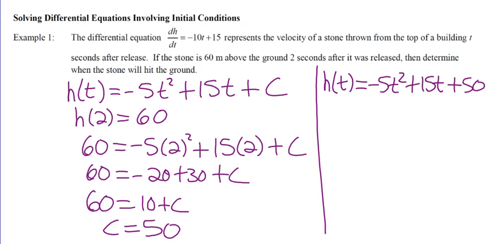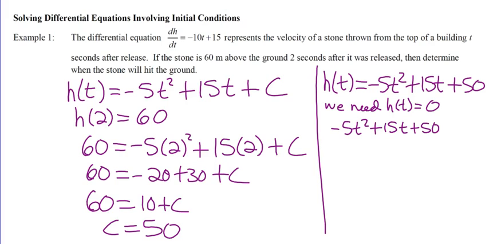So our equation now, we have the equation, right? Negative 5t squared plus 15t plus 50. So we want to know when the stone will hit the ground. So we need h of t equal to 0. When the height is 0, the stone's on the ground. So negative 5t squared plus 15t plus 50 is equal to 0.